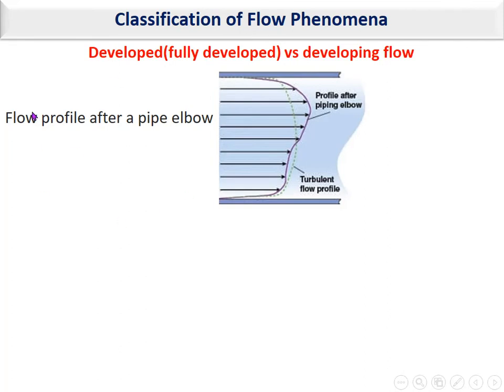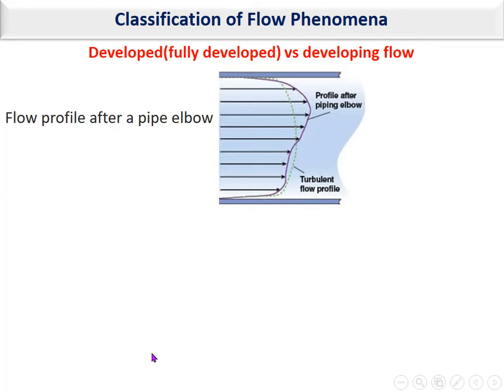Suppose that there is a pipe elbow on the left. I've not drawn it, but you can imagine that there's an elbow here. For example, the elbow for this special case is such that the flow is coming from the bottom, and there is an elbow to the right, and you are drawing the velocity profile here.